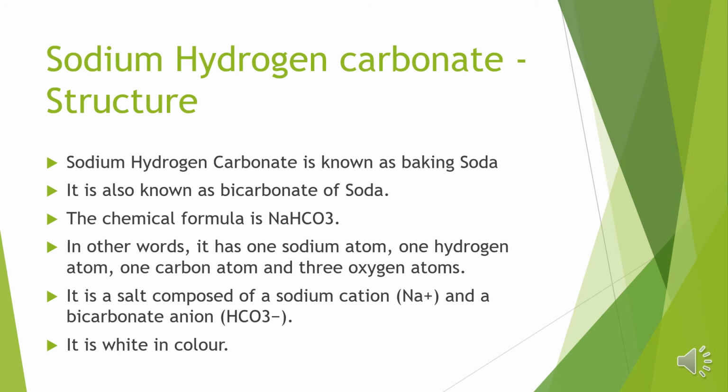Next, the structure. It is known as baking soda. It is also known as bicarbonate of soda. The chemical formula is NaHCO3. In other words, it has one sodium atom, one hydrogen atom, one carbon atom, and three oxygen atoms. It is a salt composed of a sodium cation and a bicarbonate anion. It is white in color.